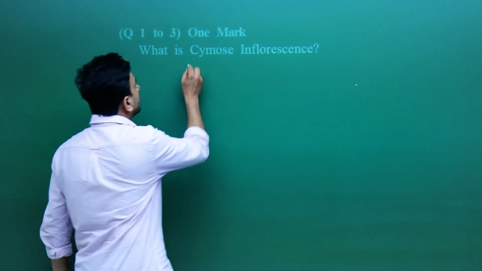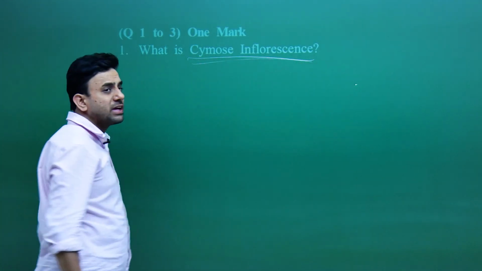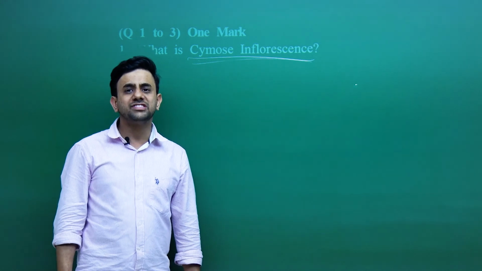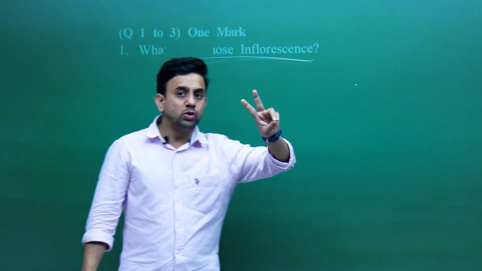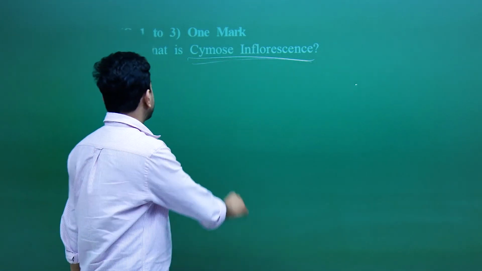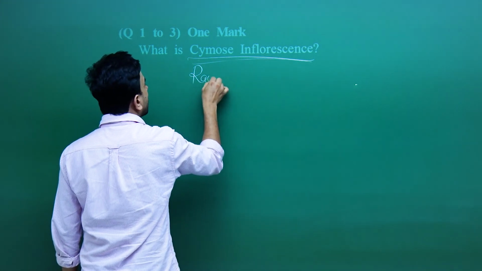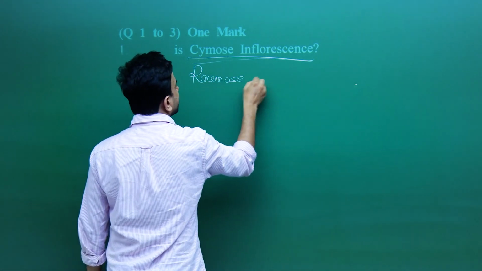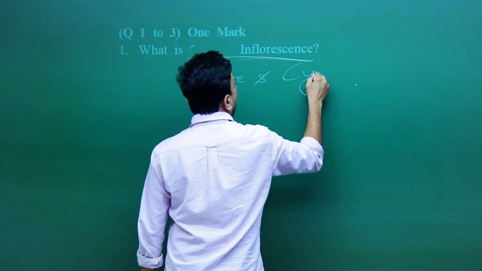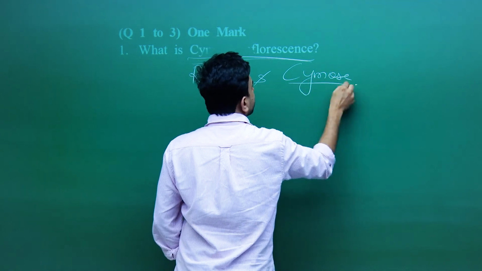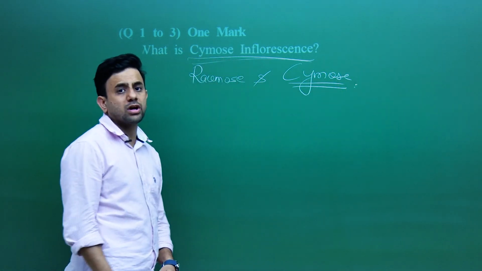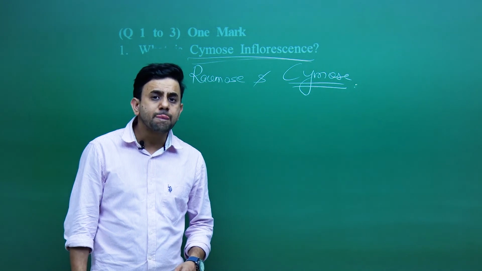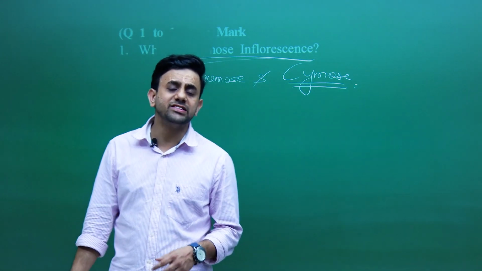See what is happening here, we have said that there are two types of inflorescence, one is a racemose and the other one is the cymose type of inflorescence. Racemose and cymose type of inflorescence, and it is the cymose type of inflorescence where terminally it ends in a flower.